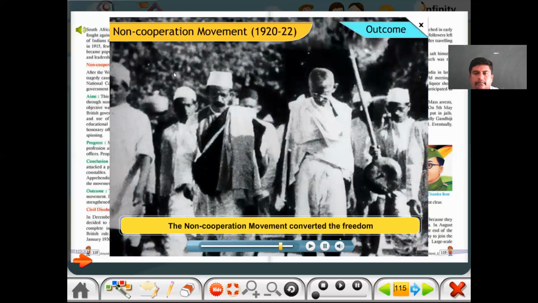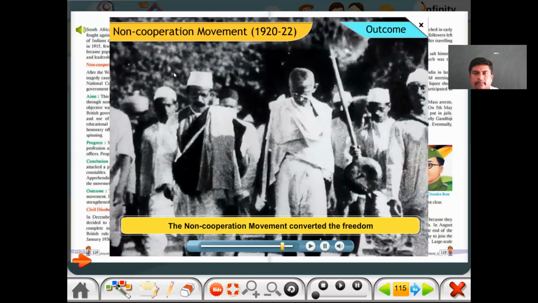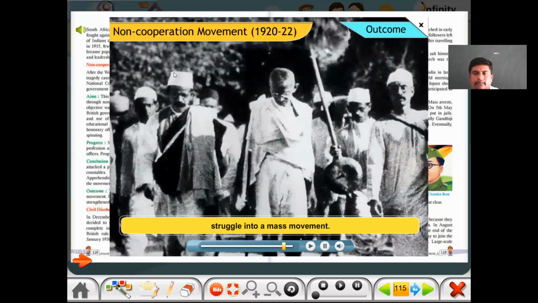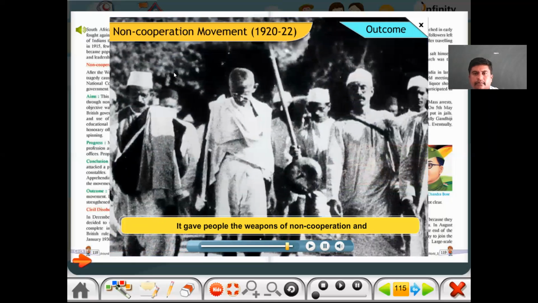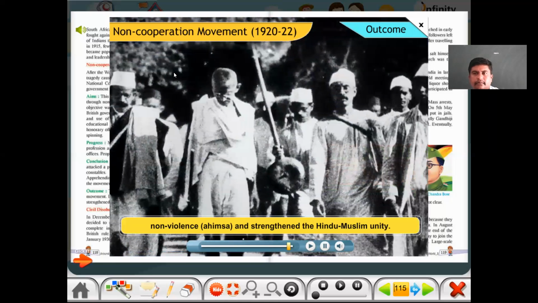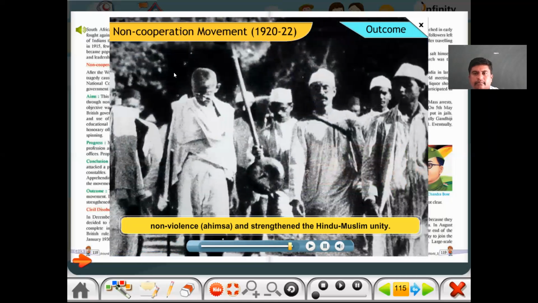Outcome. The non-cooperation movement converted the freedom struggle into a mass movement. It gave people the weapons of non-cooperation and non-violence, ahimsa, and strengthened the Hindu-Muslim unity.